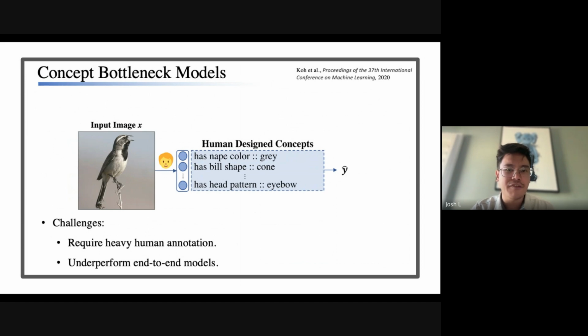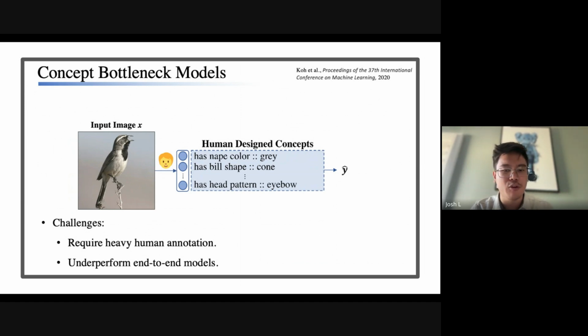The main challenge of implementing this approach is that it's pretty human intensive, because as you can imagine, if you try to build this whole thing out yourself, how would you do it? You would need to get a human expert, an expert birder, and they'll say that, okay, in your model, you'll need to have a concept for nape color, bill shape, head pattern, and then you'll get a bunch of crowd workers, you'll get 100 of them, and they'll look at hundreds of pictures, and then for each of the concepts that you designed, they'll try to label them one by one.